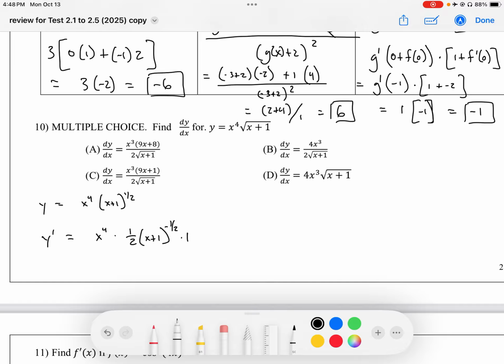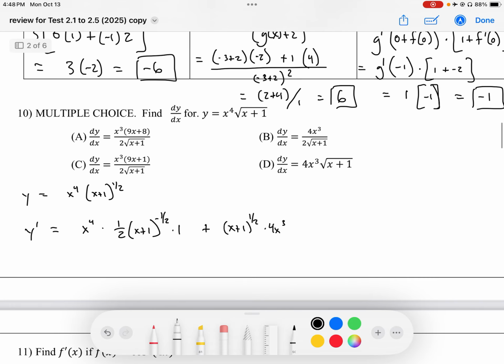So first times the derivative of the second, plus the second times the derivative of the first. Now we're done with the calculus. Problem is, this looks nothing like any of our choices. So we need to see if we can simplify it into something that looks like one of our choices.